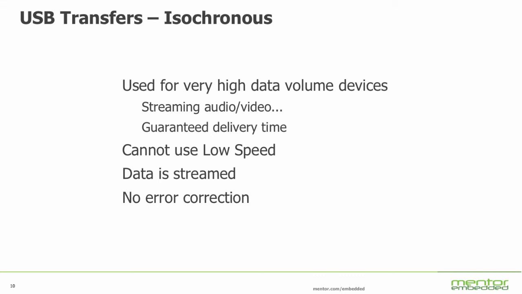And the last class of transfer is isochronous. This is used for very high volume devices, like streaming audio and video, where delivery time is more important than absolute precision. It can't be used at low speed, again, that doesn't make any sense, and data is streamed to avoid the overheads. There is no error correction because the error correction is rather unnecessary because speed is the priority. When you're watching a video, the odd few pixels dropping out are not even noticeable.